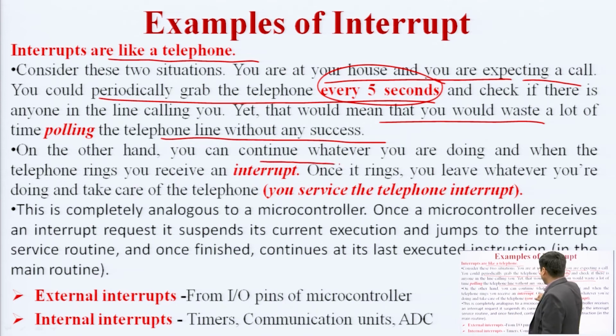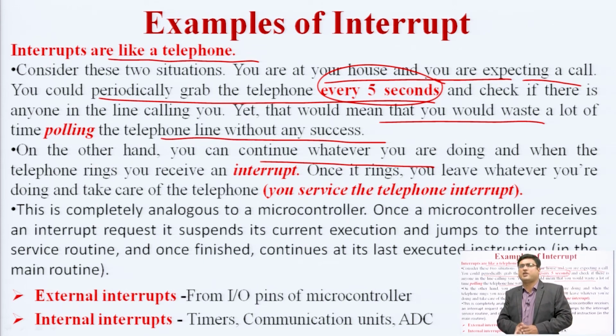But in the case of interrupts, if there is a ring, you can pick up your phone. You are not regularly polling your telephone. When the telephone rings, you come to know that someone is calling you, and you pick up your phone. The CPU has high efficiency. It is not always busy checking whether something is happening on the GPIO input output pins of the MSP 430. This is the difference.